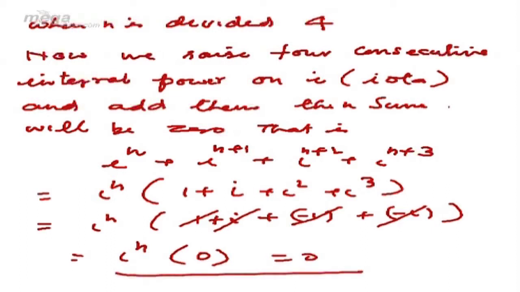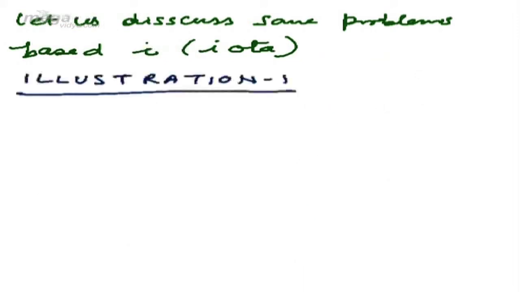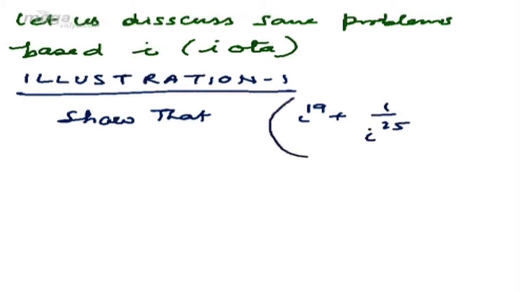Now let us discuss some problems based on iota. Illustration 1. Show that (i to the power 19 plus 1 upon i to the power 25) whole to the power 2 is equal to minus 4. i to the power 19 can be written as (i to the power 4) whole to the power 4 into i to the power 3.